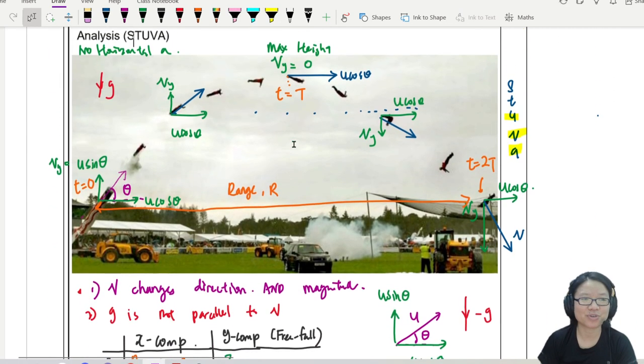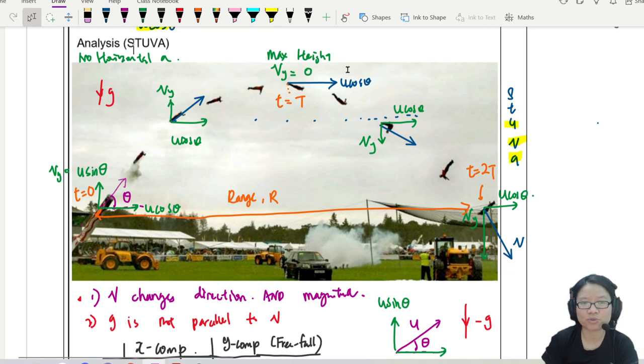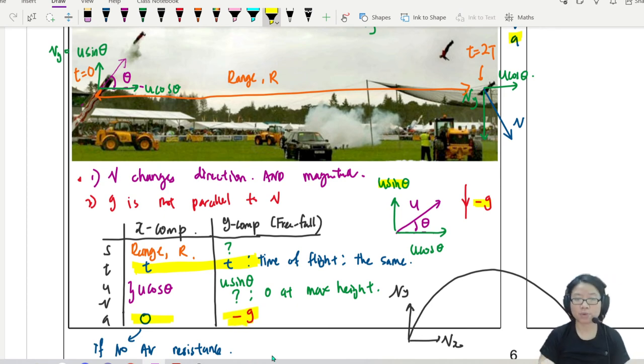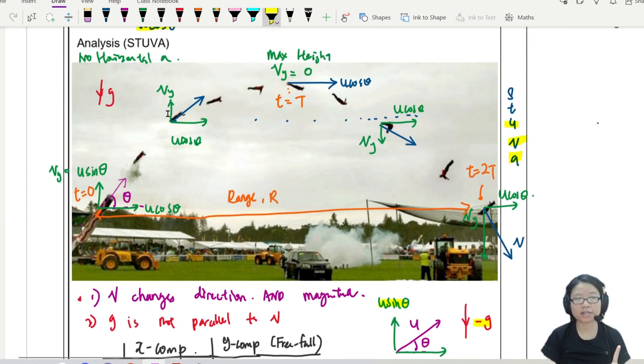So you can see u cos theta, u cos theta, u cos theta, u cos theta, u cos theta. Very nice, right? And your x component here, remember to put a equal to zero. Okay, the vertical component will interact with negative g. So make sure you write negative g here, in the opposite direction. So that's why it will slow down, smaller and smaller to zero, then bigger and bigger.